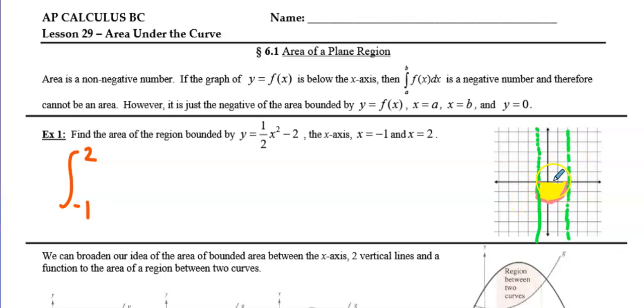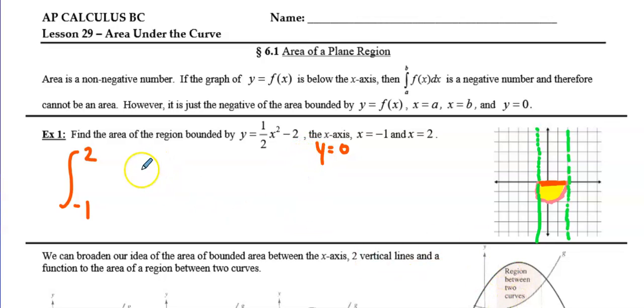And what we're going to look at here is that there's two functions that have created this yellow region. Our first function is the x-axis. Well, the x-axis is actually the function y equals 0, because y equals 0, the whole thing. So this is going to be the top of our region, the top of our shaded region. Then our bottom is going to be the function 1/2 x squared minus 2.